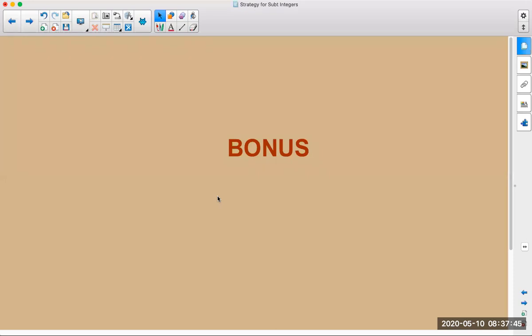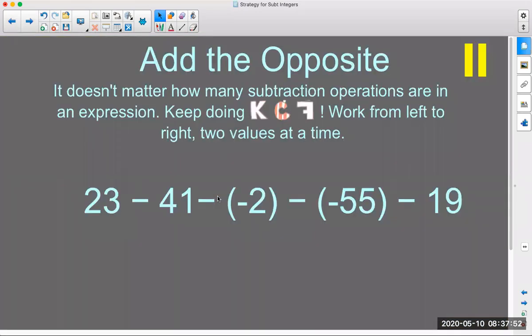You're still here. That's what I'm talking about. I knew you were going to rock out with me. All right, so here's the bonus question. Let's see what it looks like. We're going to add the opposite.